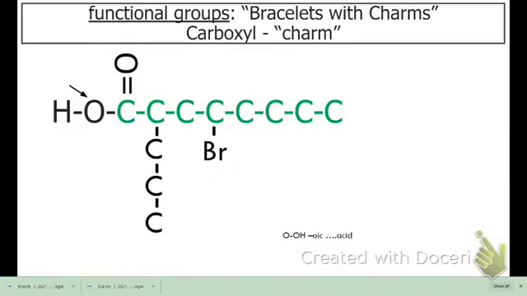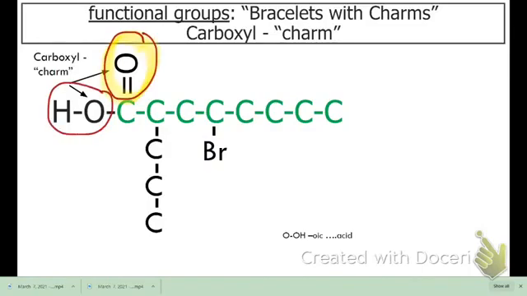Here's the carboxylic acid. Kind of looks daunting, doesn't it? But don't let that throw you. There is your carboxylic charm. There is the double bonded O, and here you have the OH attached to the carbon end. Now, because this is the end of the carbon, and this is where your charm has priority, because it's closest to the end, this is going to be carbon 1, 2, 3, 4, 5, 6, 7, 8.